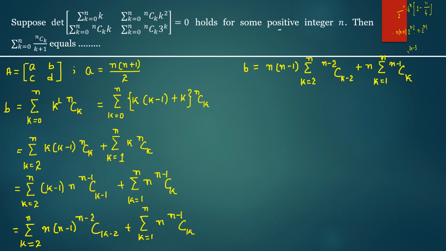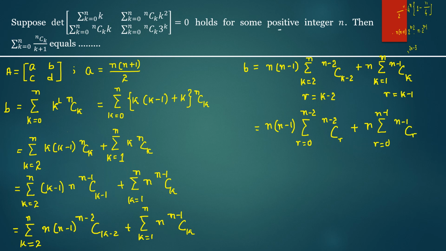Now here we'll again use a concept called substitution. For the first sum, if I consider that r is equal to k minus 2, it is equal to n into (n minus 1) summation. If k equal to 2, r is equal to 0. When k equal to n, r is equal to n minus 2, obviously it is (n minus 2) C r. Plus n. Here I consider r is equal to k minus 1. When k equal to 1, r is equal to 0. When k equal to n, it is n minus 1, and (n minus 1) C r.